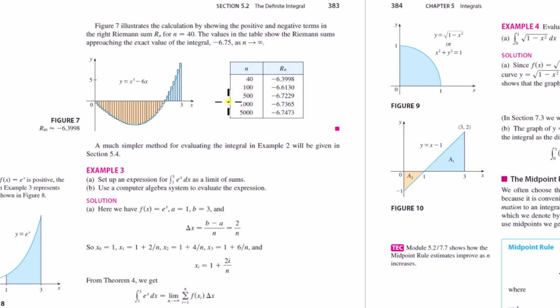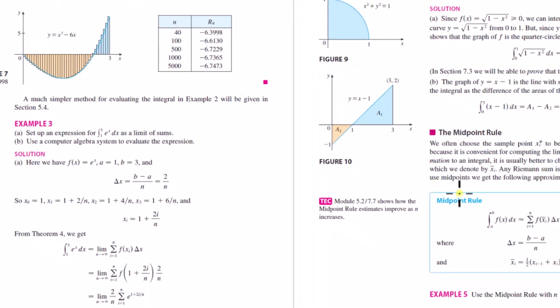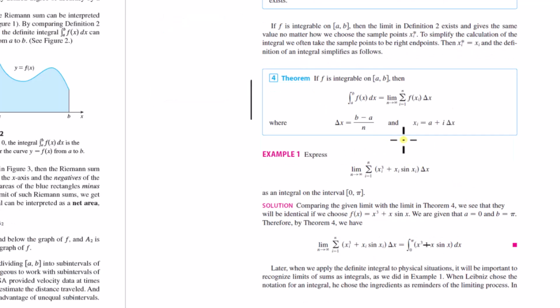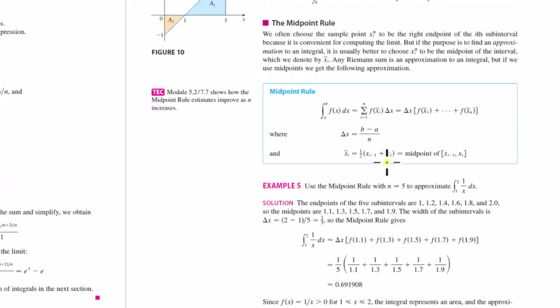Okay. What they're saying is if your intent is actually to do an approximation, then it's going to be more accurate in general to use the midpoint instead of the right endpoint or the left endpoint. So that's what they give the midpoint rule here. And you can see how the xi is more complicated? 1/2 of x i minus 1 plus x i, as opposed to here, where the right endpoint was just a plus i delta x. Here you've got to incorporate x i and x i minus 1 with the 1/2. It's more complicated.